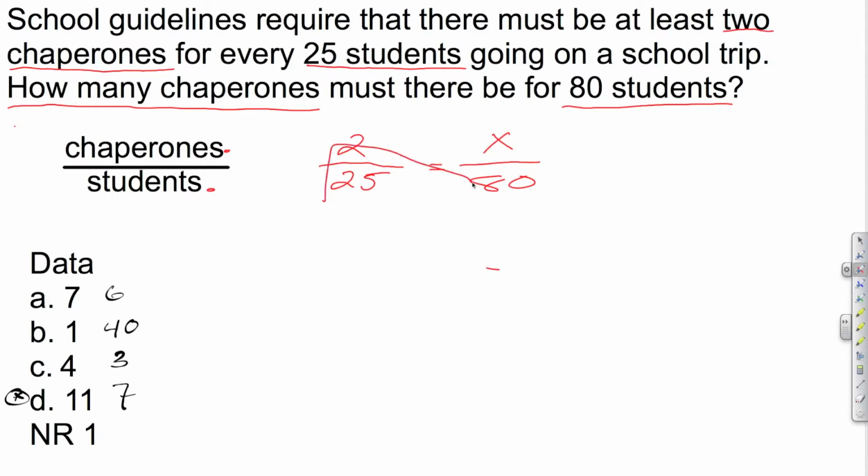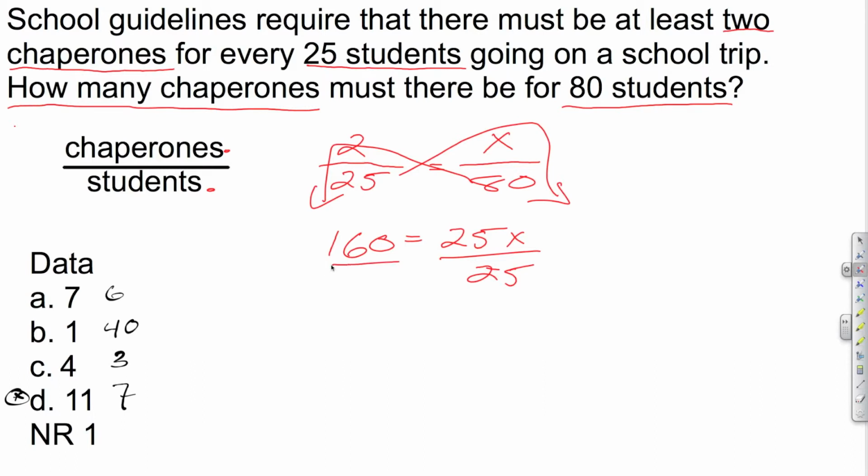80 times 2. That gives 160. 25 times X. That gives 25X. Now I can write the equation because of the cross products property from algebra. Cross products of a proportion are equal. We solve this simple equation by dividing by 25.